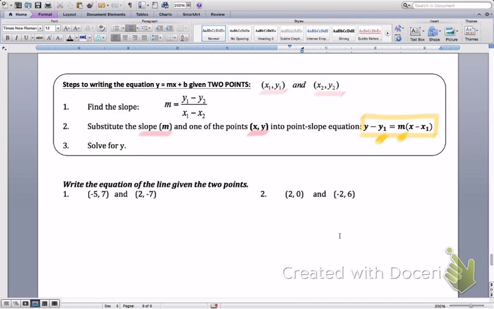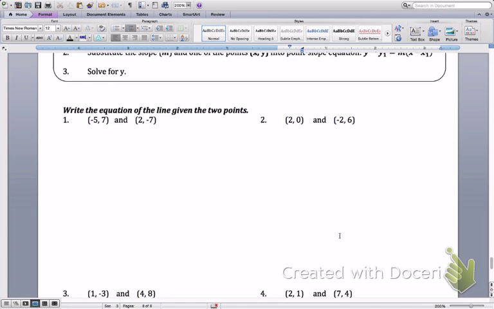Now, just as a side note, not all equations are going to have whole numbers. You're going to end up with fractions sometimes, so you'll have to deal with that. Last thing is we call this equation the point-slope equation because you need a point and a slope to use it. Let's go ahead and start seeing how this works. We'll start off with some easy ones.